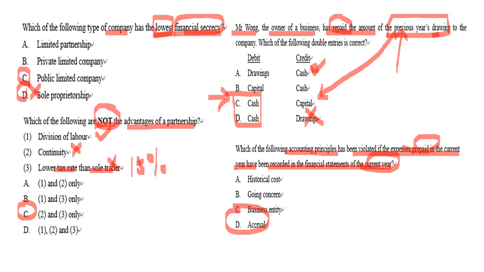First of all, division of labor is an advantage, right? The more the partners in the partnership, the easier to practice division of labor. This one, continuity. No continuity for partnership. That means the partnership is not a legal entity. It does not have continuity.